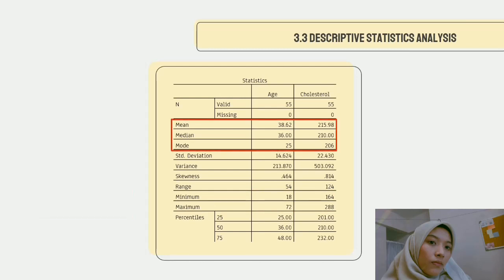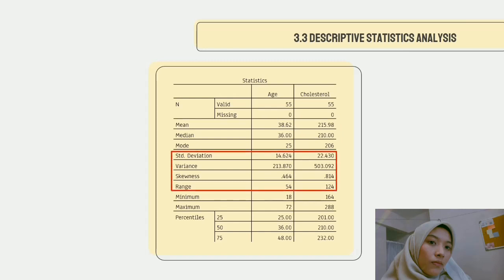The mean or the person's average age is 38.62 years old and the average cholesterol level is 215.98 mg per dl. The median for age and cholesterol level is 36 years old and 210 mg per dl respectively. The mode is the most common value in a distribution, which in this case is that most persons' cholesterol level is 206 mg per dl. The data also show that most people are 25 years old.